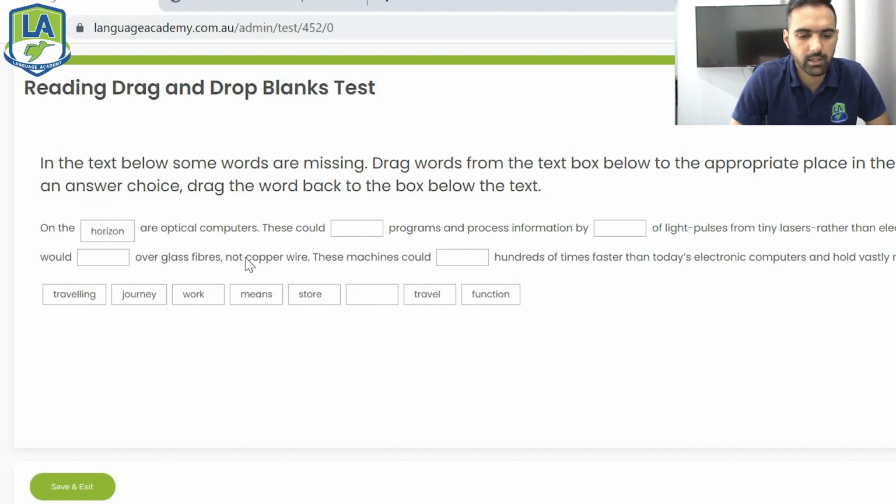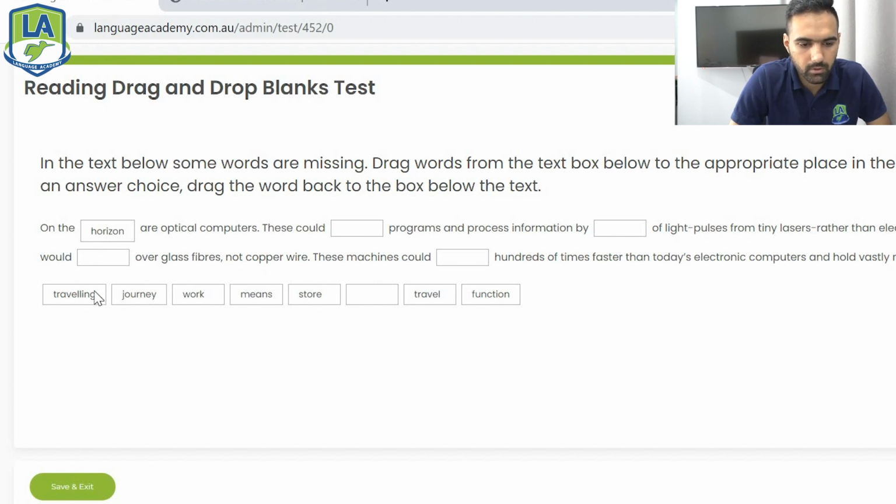Please be very careful. Any other word won't even make sense over here. These could dash programs. So these are computers over here. Optical computers. These could dash programs and process information by dash of light pulses, from tiny lasers rather than electrons. And the pulses would dash over glass fibers, not copper wires. So instead of copper wires, the pulses are now dash over glass fibers.